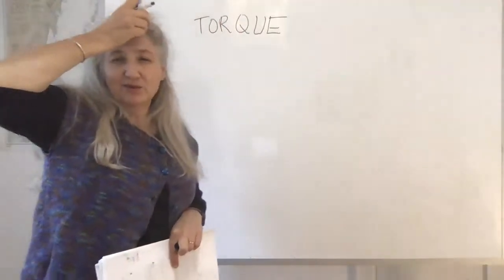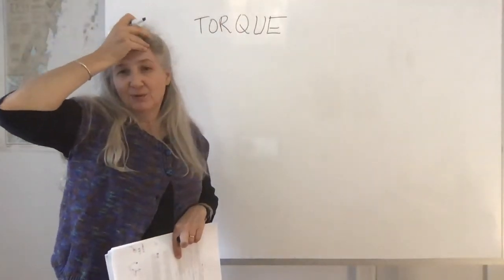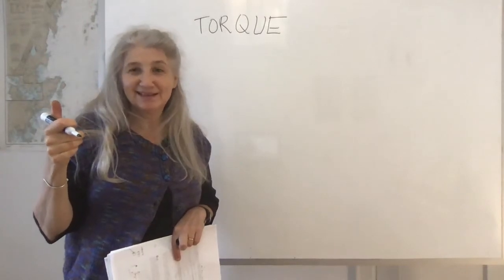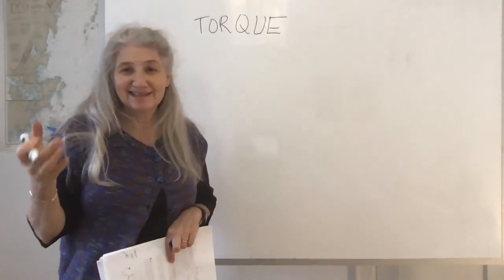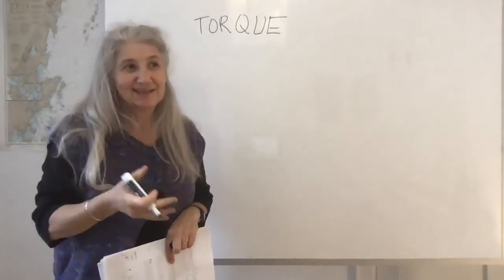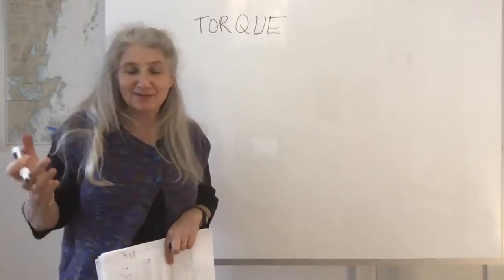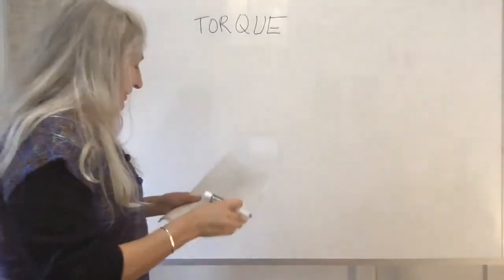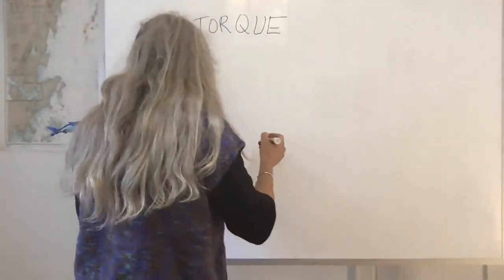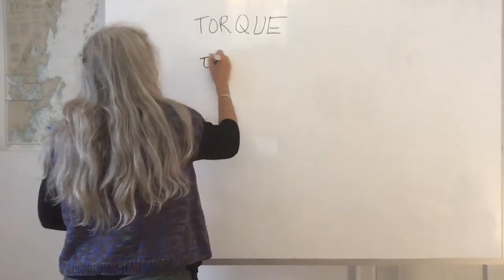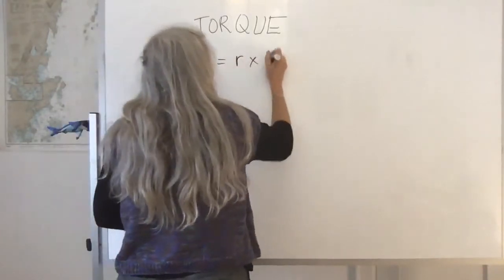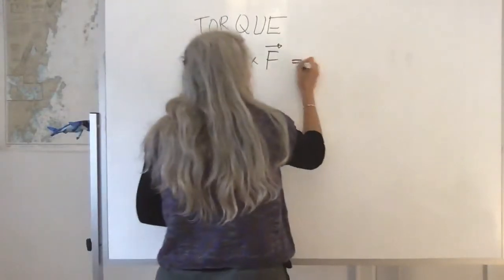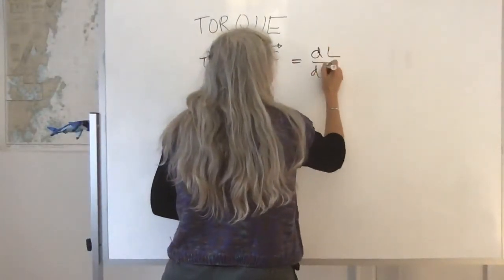The analogy for torque is force, really. When you have momentum and you find out how fast it changes, that's force, right? So if we have angular momentum and we want to know how fast angular momentum changes, that's torque. So we could start by defining it as R cross F, and it's going to be dL/dt.